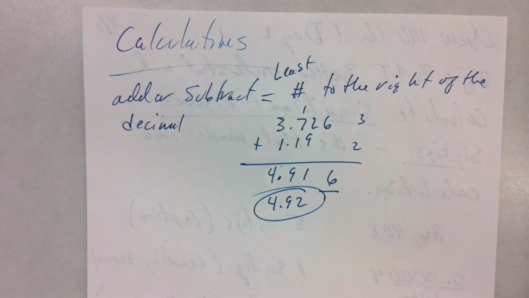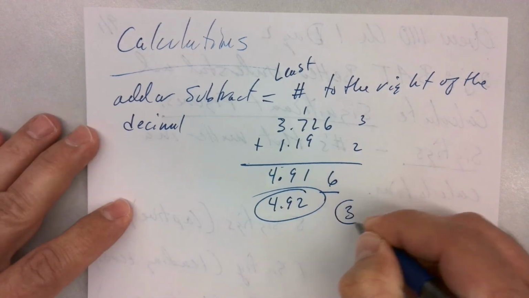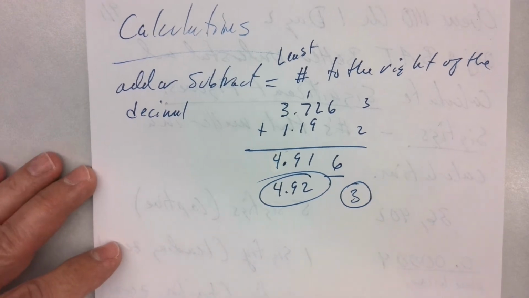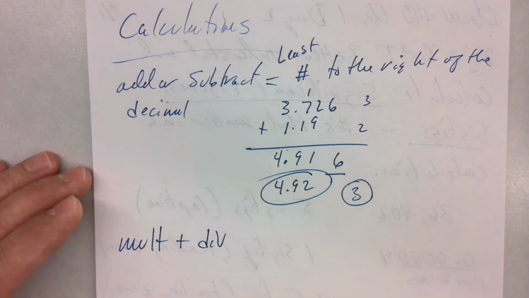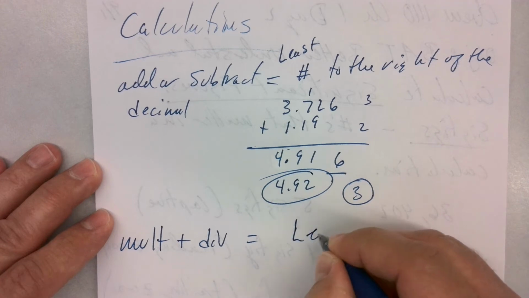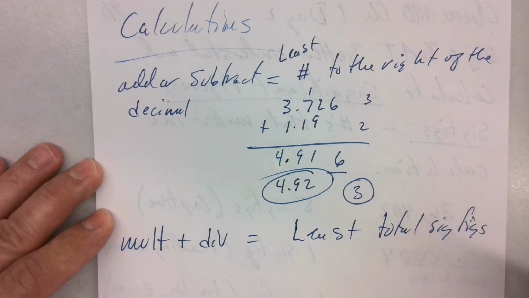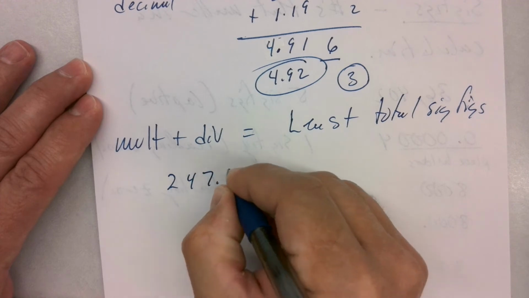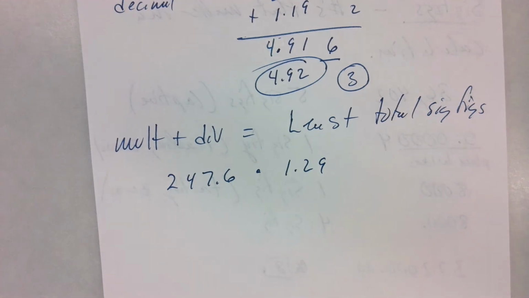Now, here's my question. How many significant figures does that number have in it? Yeah, it's got 3 because they're all non-zeros. If they're all non-zeros, it makes it easy. Okay? Now, multiplication and division. Okay, multiply and divide, that is the least total sig figs. Okay? Meaning, if I'm going to take 247.6, I'm going to times that by 1.29.